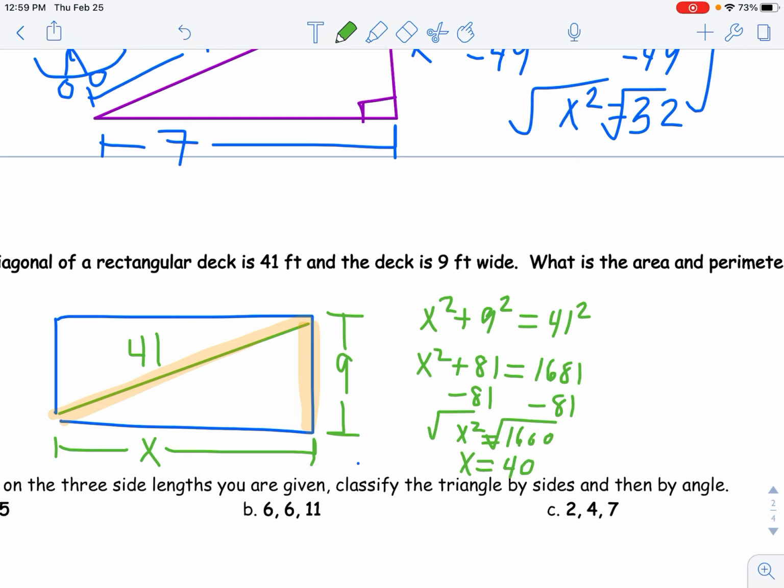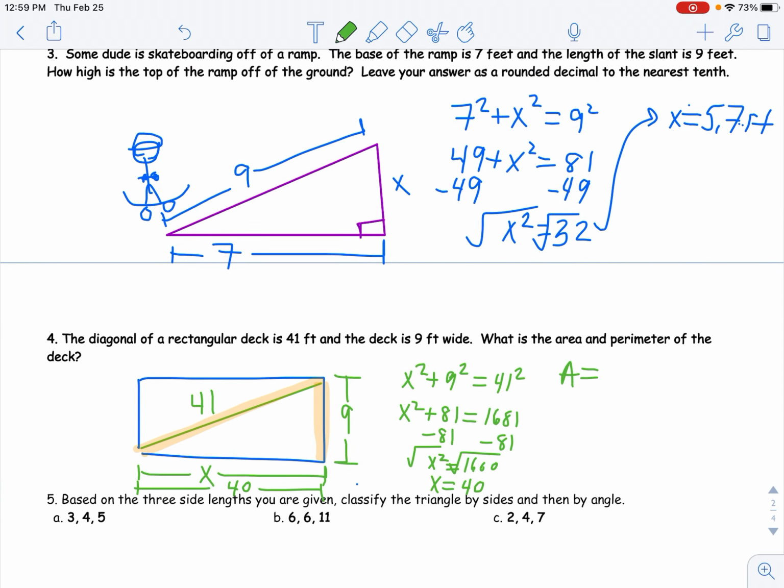All right, so we have a deck diagonal of 41, a width of 40, and a length of 9. All right, so now we need to find the area. Remember, the area of a rectangle is just base times height, which is going to be 40 times 9, 360. And then the perimeter is just going to be 2 times 40 plus 9.